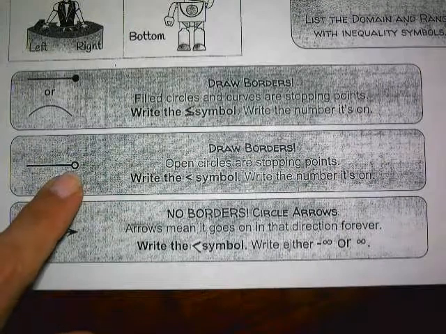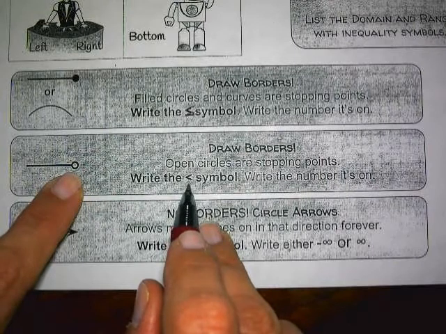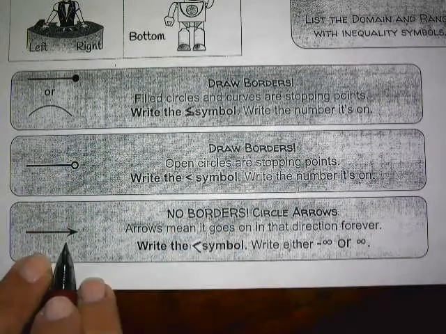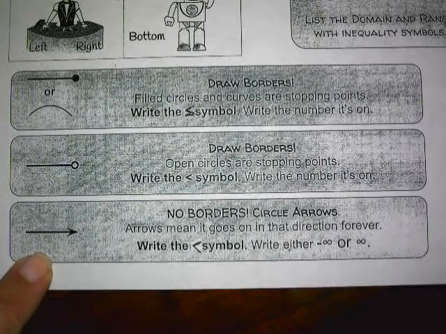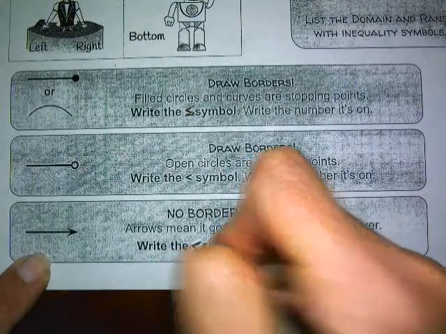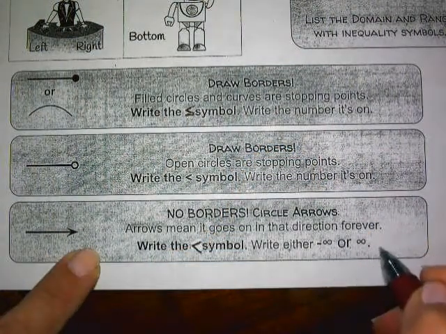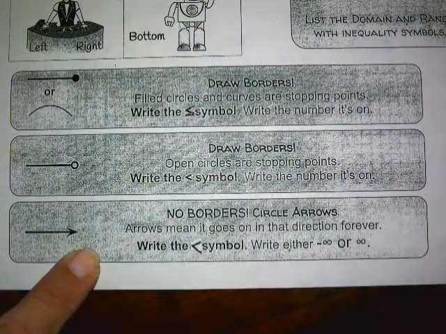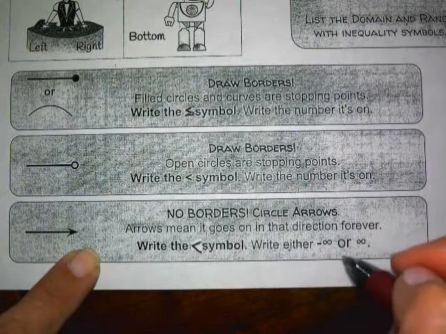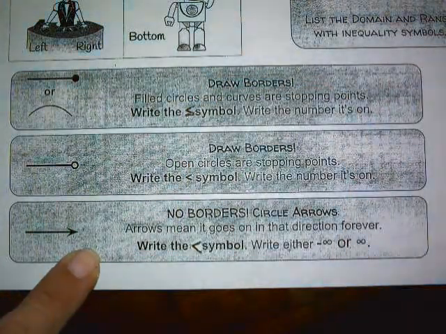If you have an open circle, you're going to have no equal sign. You're just going to have less than. If you've got an arrow, that means that the line goes on. And then we talk about positive infinity if it's going in the positive direction, which would be either right or up, or negative infinity if it's going left or down.